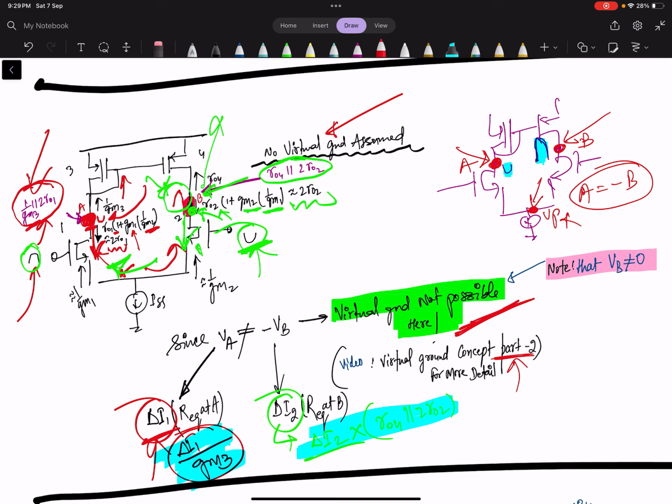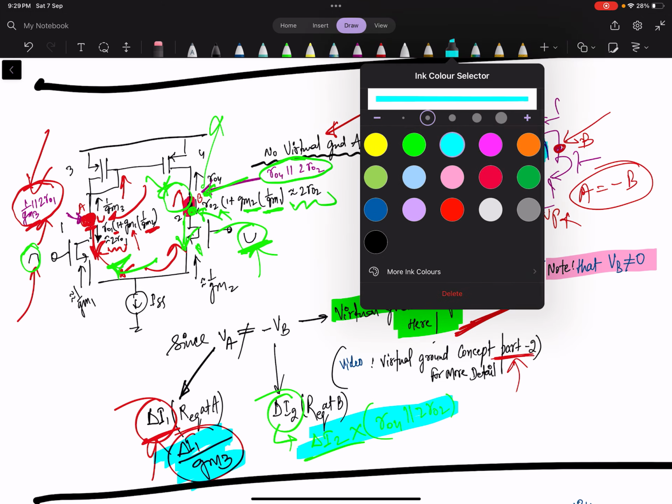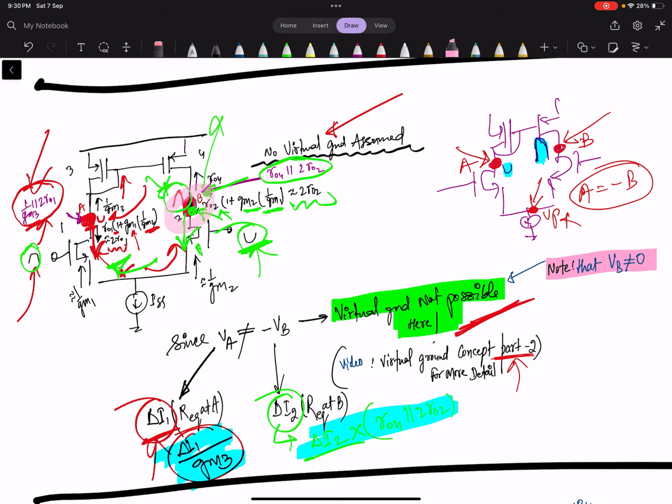The only thing you have to notice here is that this point VB is open circuited. Open circuited means the voltage is calculated between this point and ground. So this is the voltage V out. So we cannot use the virtual ground concept here, point number 1.